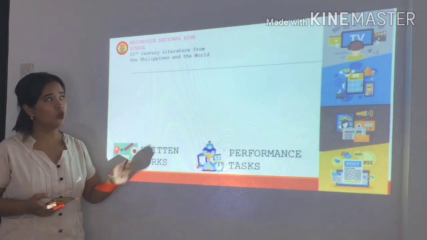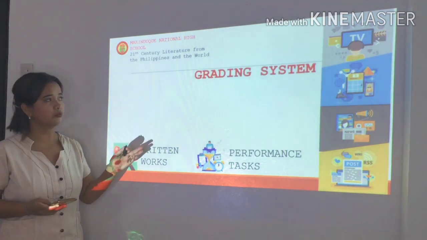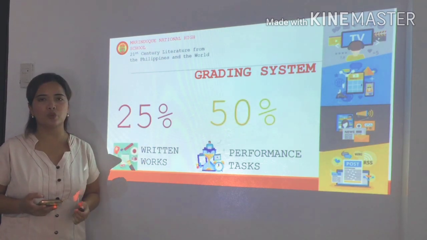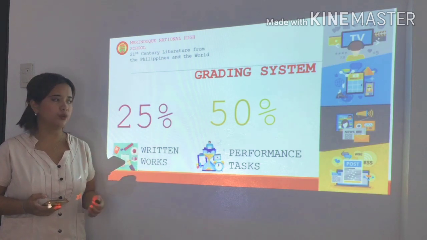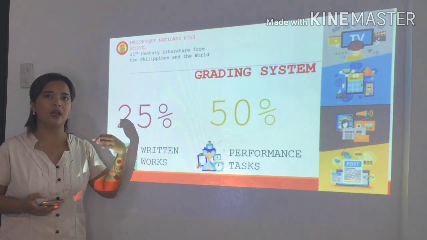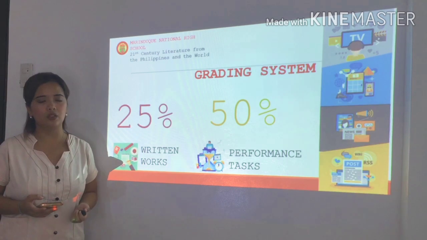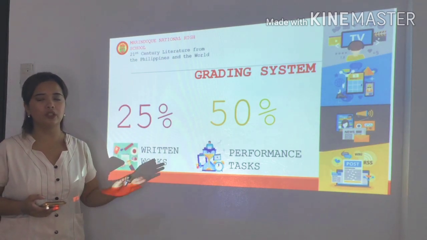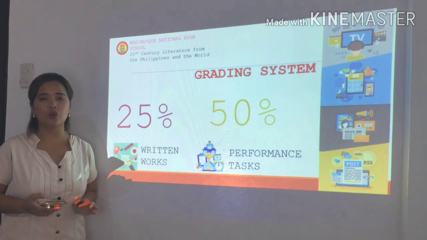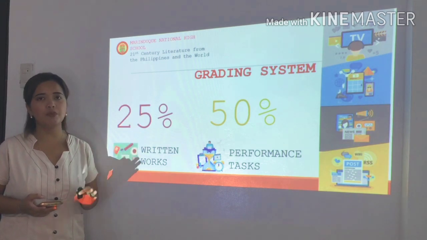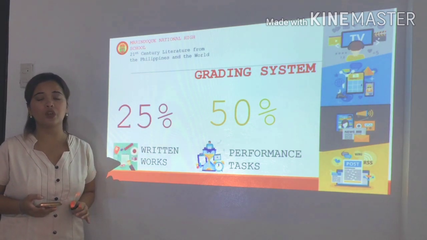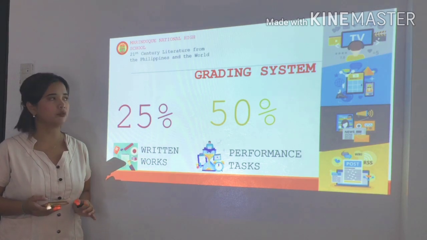Let's now proceed. So you will be graded on the following criteria. This is the grading system. 25% will be for written works, which will deal with quizzes and other written outputs, while 50% will be performance tasks, which was explained a while ago. Now, as you see, this is only equivalent to 75% because the Department of Education is still not releasing a memorandum that we're going to add periodical tests into the grading system. So for the meantime, we're just going to be using only the 75% for your grading system in 21st century literature of the Philippines and the world.